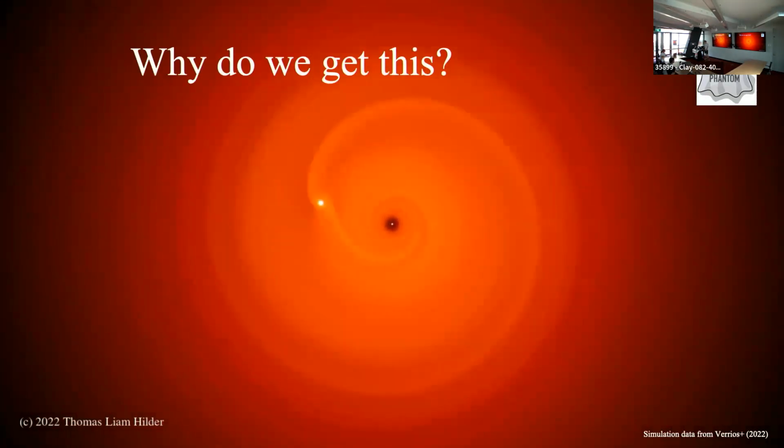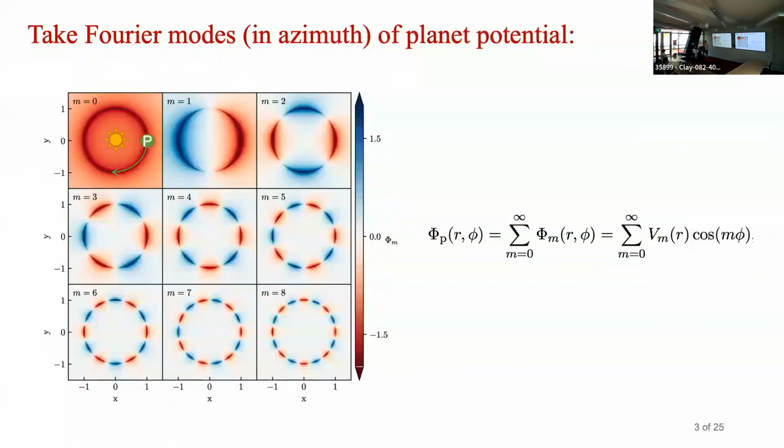So I want to start off by doing some experiment where instead of putting a whole planet potential into a simulation, we break up the planet potential into Fourier components. Here I'm showing a plot where I have the star in the middle and the planet at x equals 1. I've decomposed the potential of the planet into the first 9 Fourier components in azimuth. So you have this m equals 0 mode, m equals 1, m equals 2. This is the form of the decomposition, where you have some amplitude that depends on radius and then the azimuthally varying part.